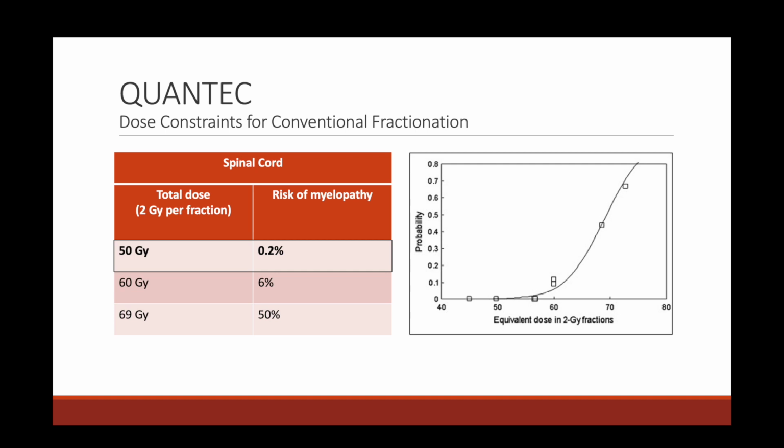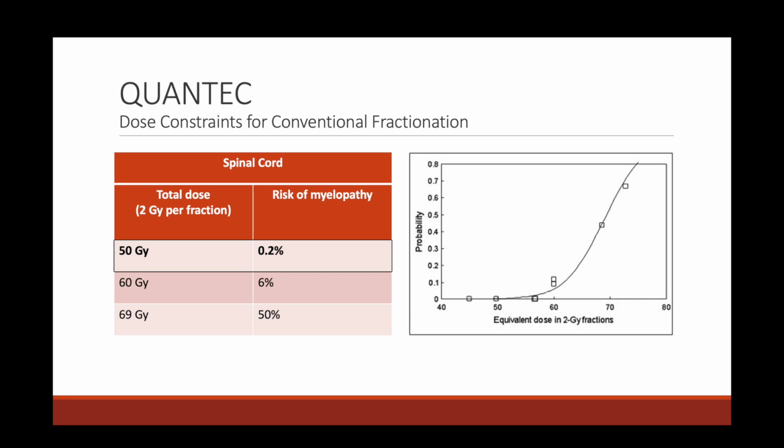What we're really worried about is causing a chronic and progressive type of myelopathy, which is irreversible. It happens months to years after radiation, and it can cause quadriplegia or paraplegia, depending on where in the cord the injury is. And it's a really terrible side effect of radiation that we try to avoid at all costs.